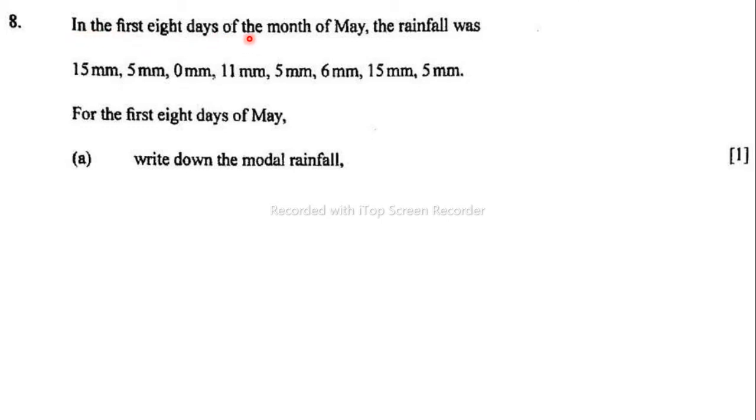In the first 8 days of the month of May, the rainfall was 15 millimeters, 5 millimeters, 0 millimeters. So this would happen in day 1. Day 2 it was 5 millimeters. Day 3 it was 0 millimeters. What does that mean if it's 0? No rain. It didn't rain. Then 11 millimeters, 5 millimeters, 6 millimeters, 15 millimeters, and 5 millimeters. This is for the first 8 days of May.